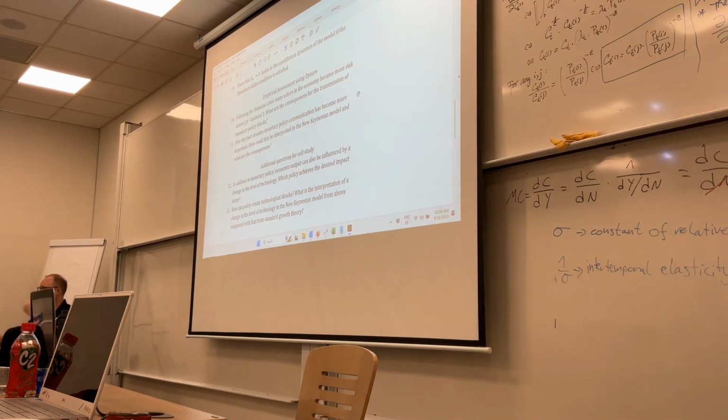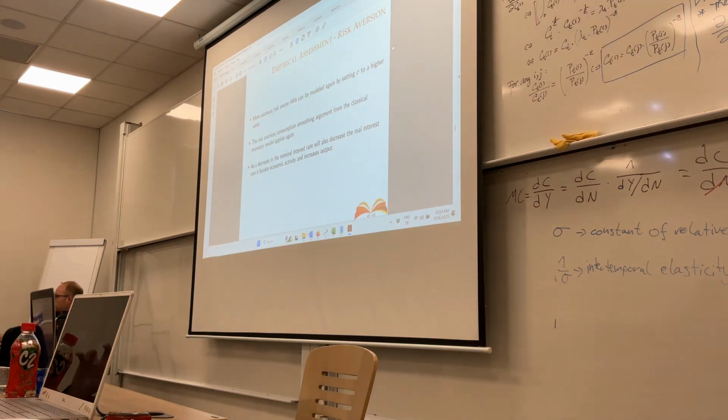How about another application? Over the past decades, monetary policy communication has become more important. How could this be interpreted in the New Keynesian model, and what are the consequences? Monetary policy communication has become more important. So we're going to think about communication and monetary policy.